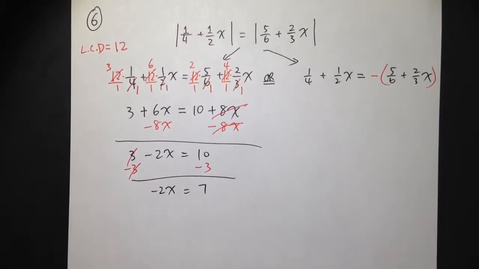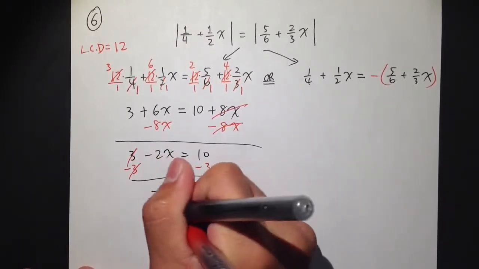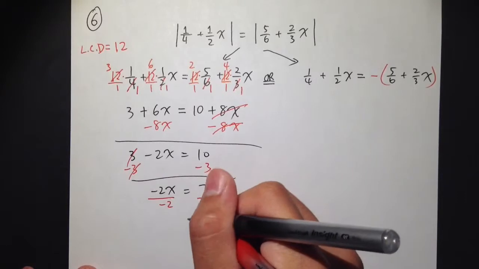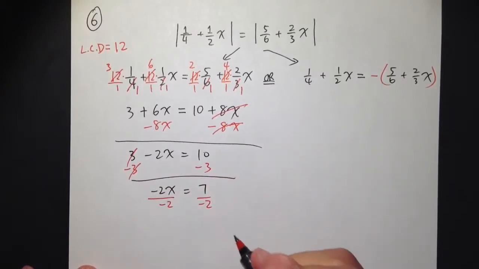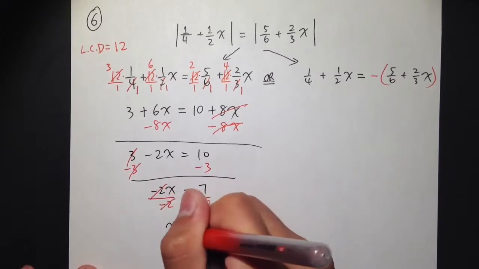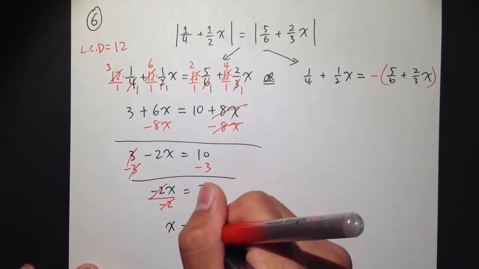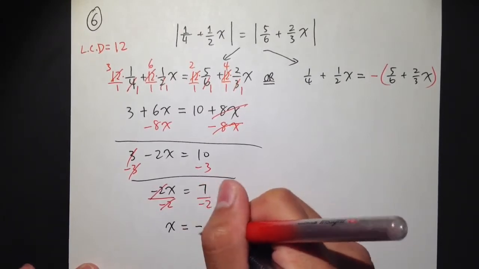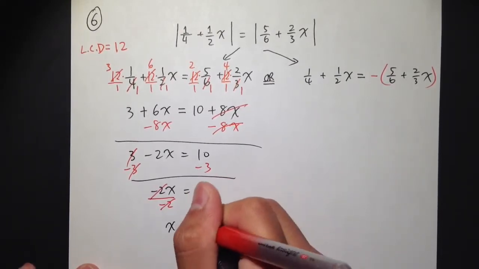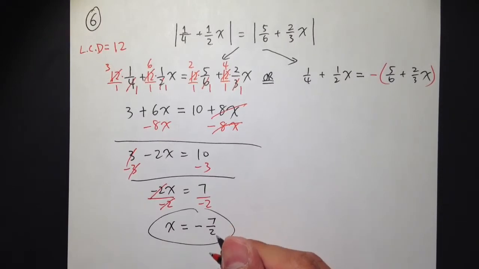Negative 2x is equal to 7. Divide both sides by whatever you see in front of the x, which is negative 2. Cancel the negative 2 out, and you just end up with a positive x. It's equal to... cannot do much with this. We can just write this as, put a negative in front of the 7/2. Negative 7/2 for the first answer.